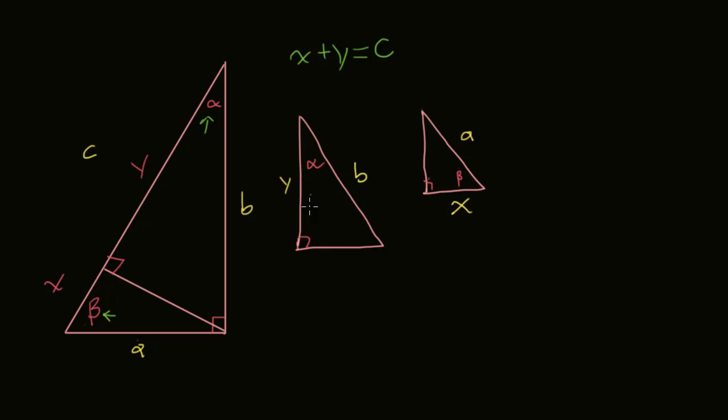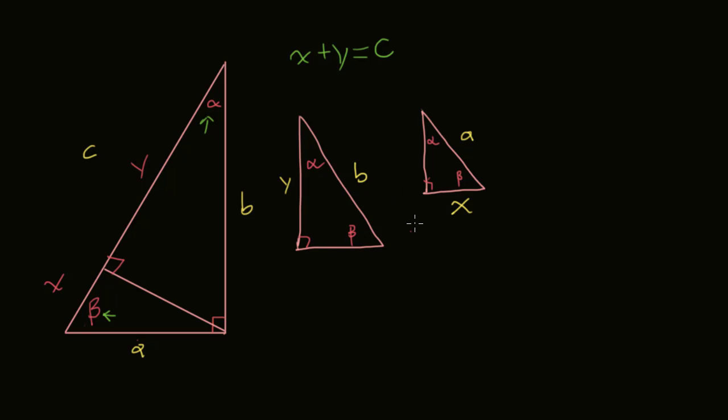Now look at these triangles. We've got a 90-degree angle here. We've got alpha here. So what do we need to finish the 180 degrees? Well, we need a beta. And over here, we've got a 90-degree angle and we've got a beta. So what do we need? We need an alpha. So now look at this. We've got all three interior angles the same on all of these triangles. They are all similar triangles.